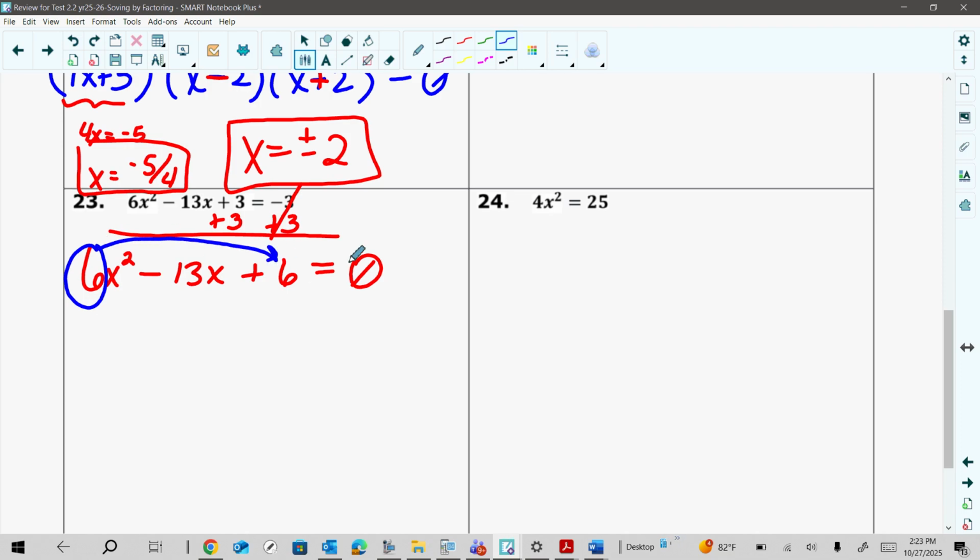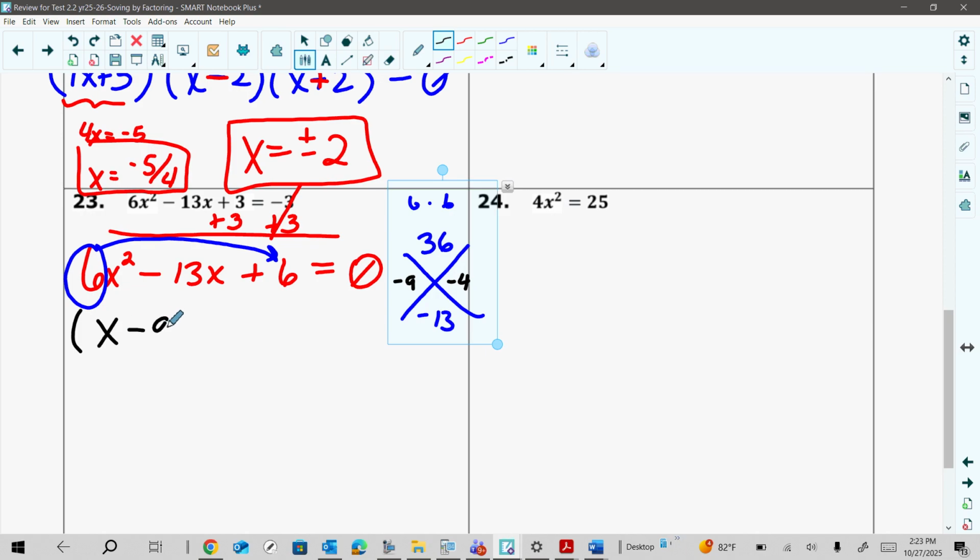So I'm doing 6 times the 6, that's going to give me 36. And I want factors of 36 with the sum of our b, which is -13. Well, that turns out to be a -9 and a -4. So I'm writing x minus 9 and x minus 4 equals 0, but because we slid over the 6, we have to divide by that 6. And these are going to get reduced.